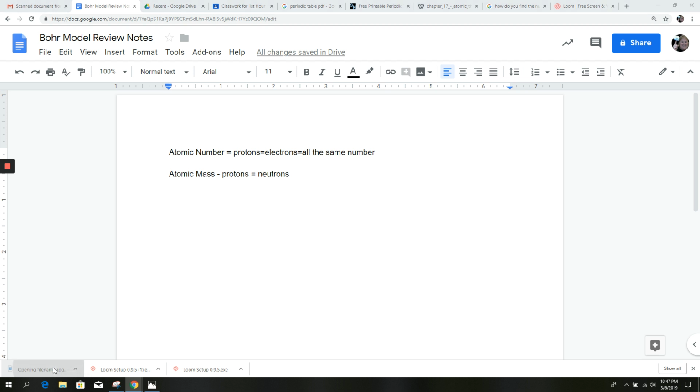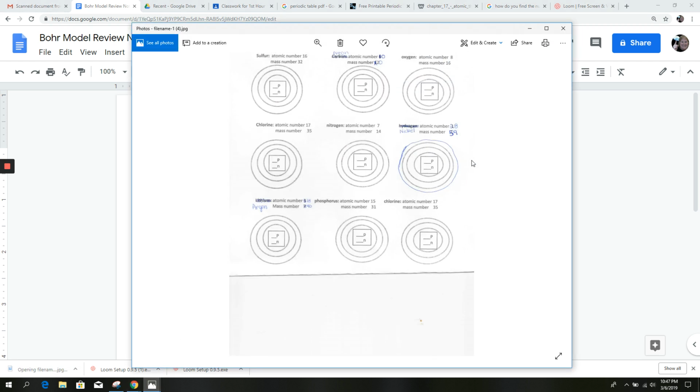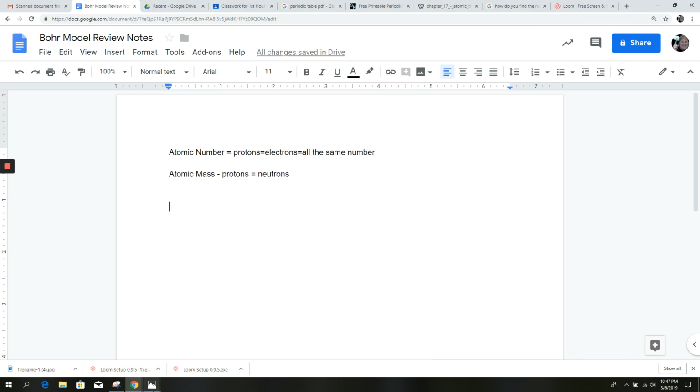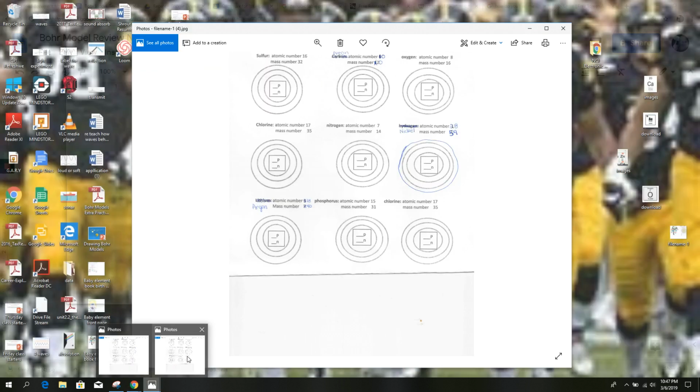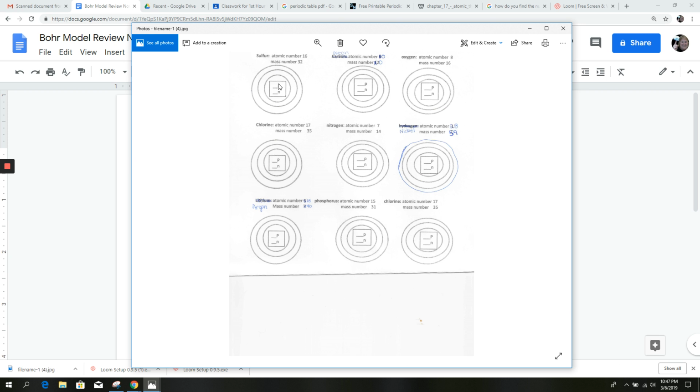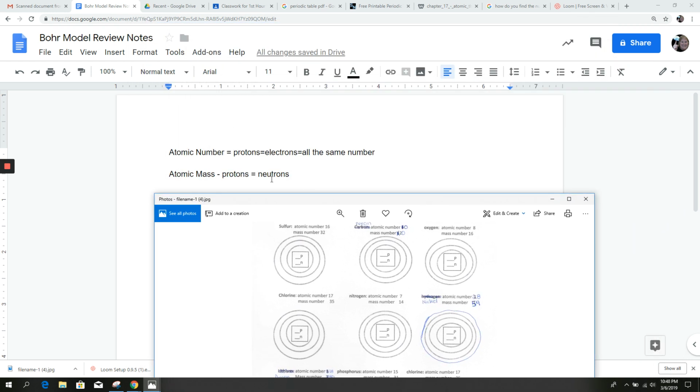People were drawing electrons on areas that they should not. So in the sheet you're going to do today, the nucleus is going to be the square box. You are not going to put any electrons in the square box. All you're going to put is the number of protons. Look at that. It's written up here, because remember we just said the atomic number equals protons equals electrons, all the same number. So I just get to copy.